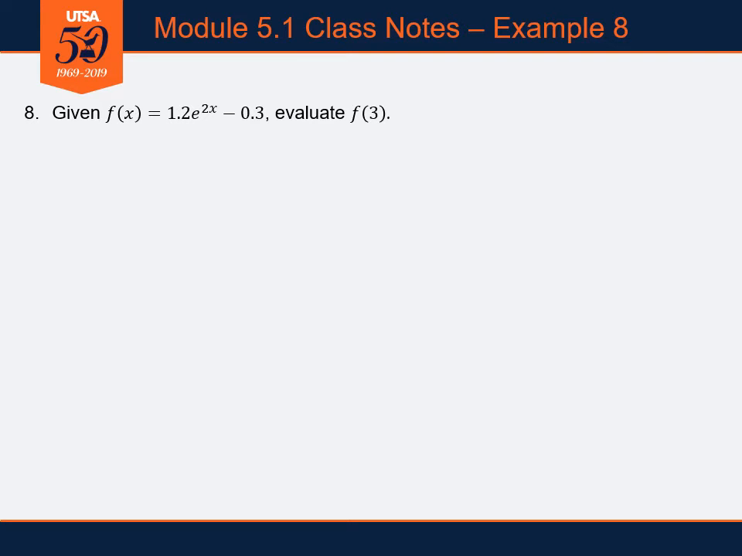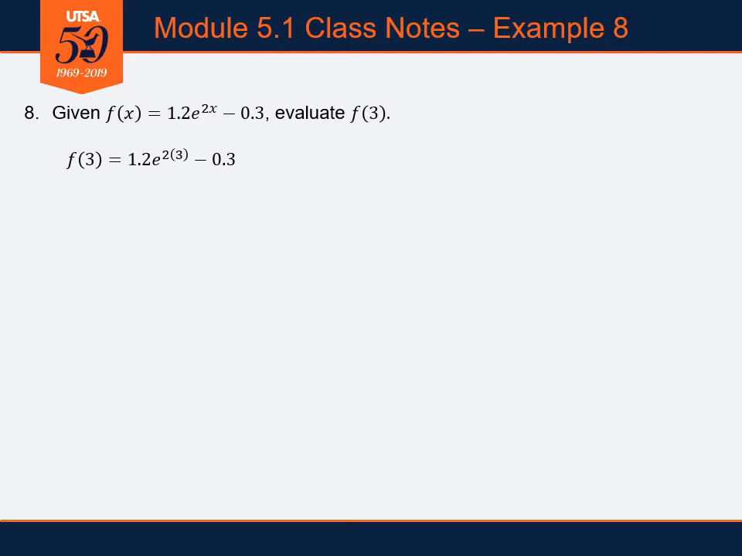For example, here we're given the function f of x equals 1.2 times e to the 2x, minus 0.3, and we want to evaluate f of 3. Nothing tricky to start us off here. f of 3 is just the function where we input 3 for x. So 1.2 e to the 2 times 3 power, minus 0.3.